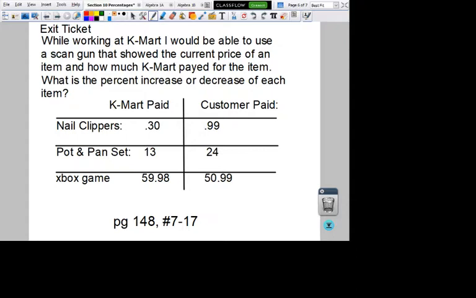So, you guys will have your exit ticket. The exit ticket will be in Socrative. For those of you guys, when you look at this, these are some actual numbers. I used to work at Kmart before I was a teacher when I was going to college, so I got some actual numbers there. You can kind of read about them.